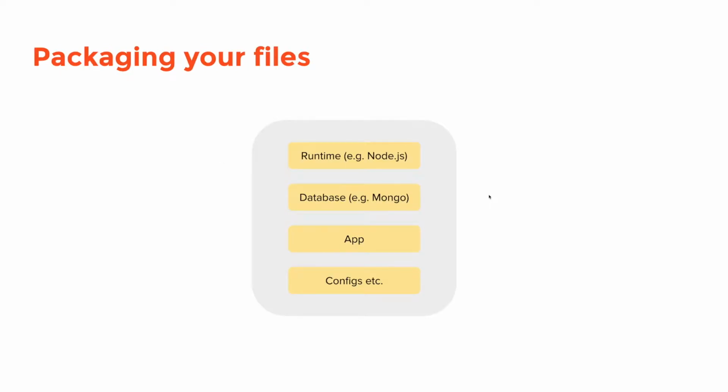It solves it by bundling and packaging your files together for you. So if I'm building a Node.js application, for example, I need the Node.js runtime, I need a database which is Mongo, and there's my app, of course, and the associated configs. All of these individual things which come together to make your app run can be packaged together nicely, including the specific versions that you need, and then that can be shared.